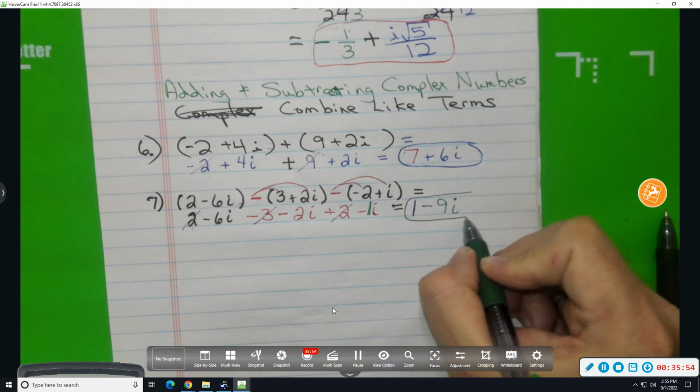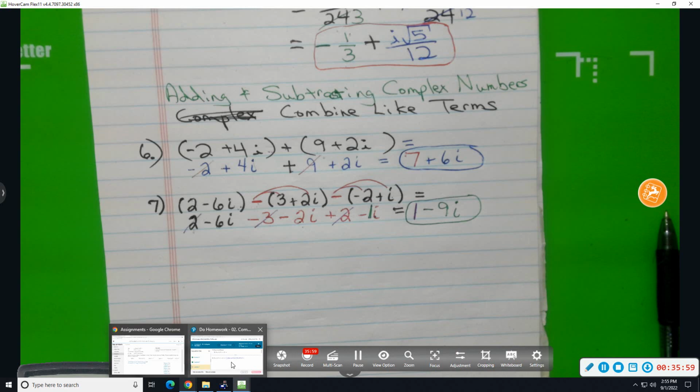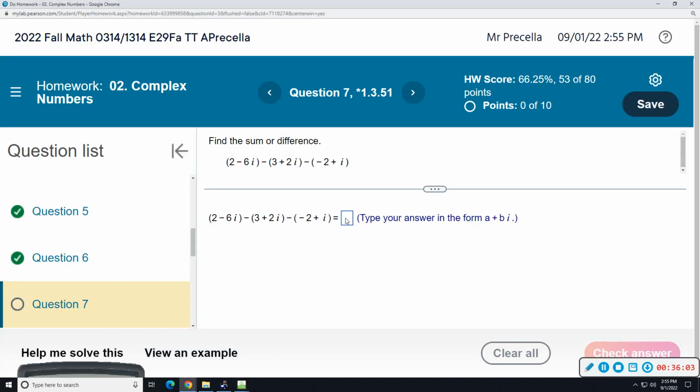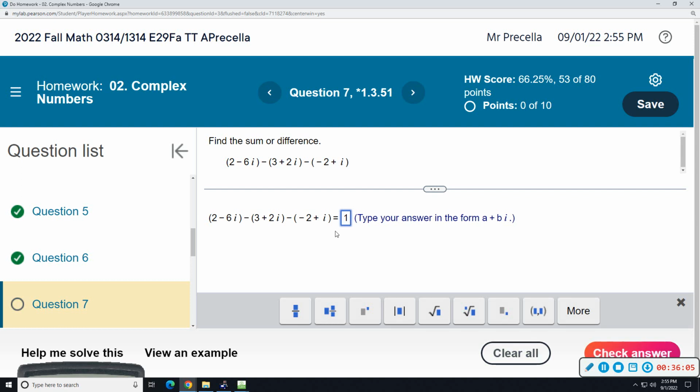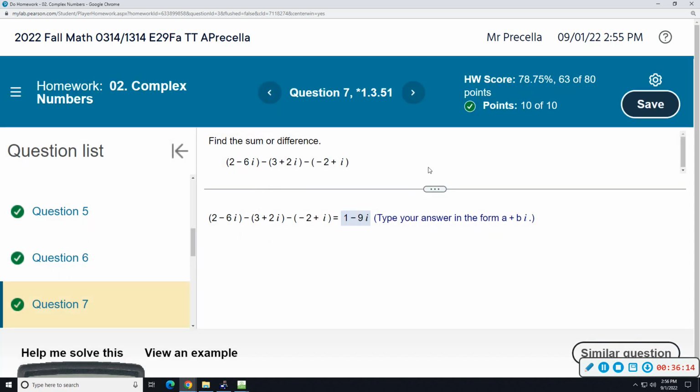Back in the olden days when Pearson was all multiple choice, many, many years ago, they had the negative 8i. They had the trickiest answers possible. People would get there and say, oh wait, negative 8i, maybe that's the right answer. So, don't do that. 1 minus 9i. Good. Any questions?